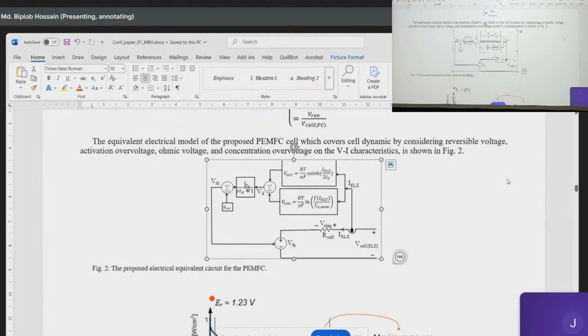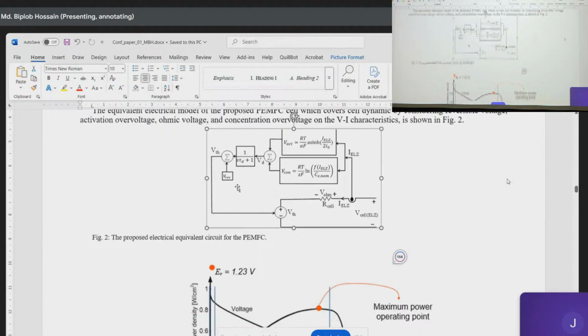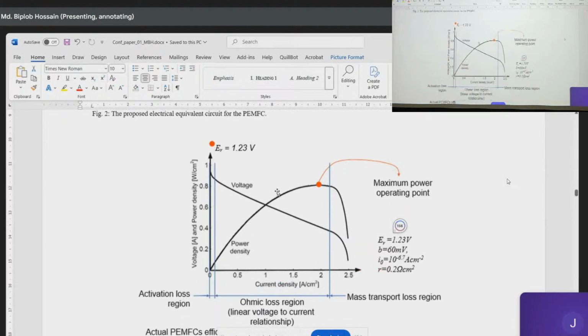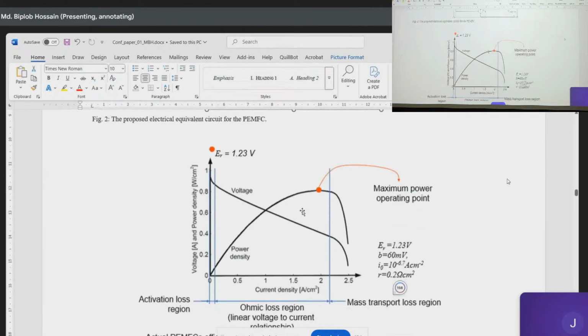So here we can see the transfer function. This quick change in current reflected in the voltage takes some time. This can be defined by this first order transfer function, where tau d is the equivalent time required to pass electrons from one electrode to another through the membrane.